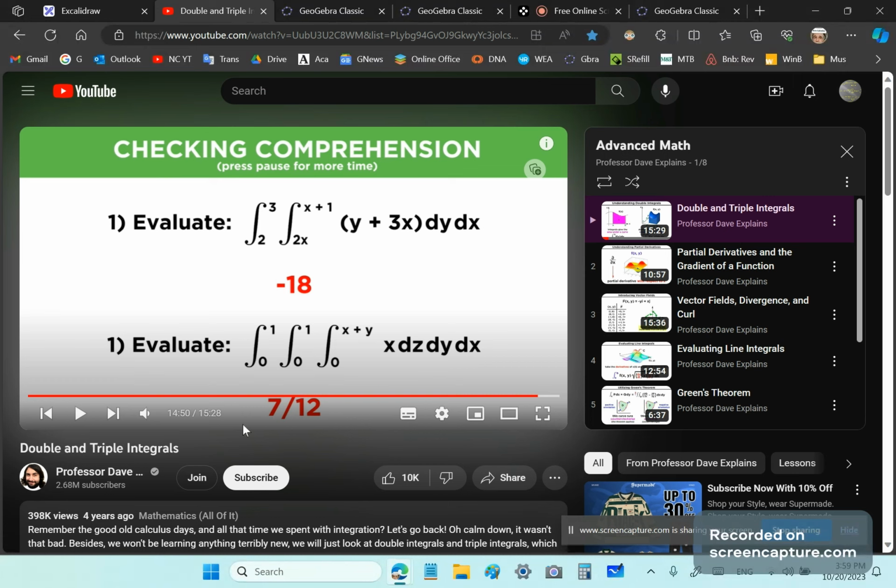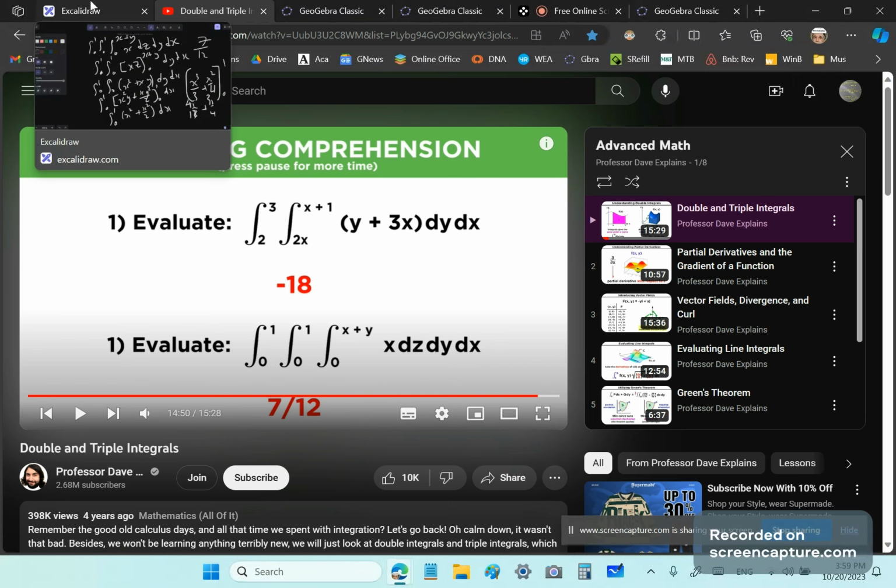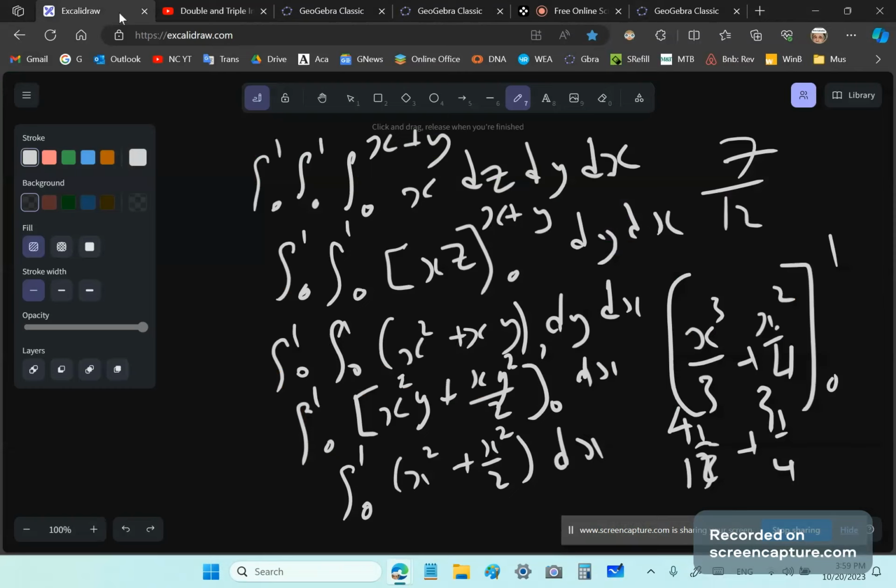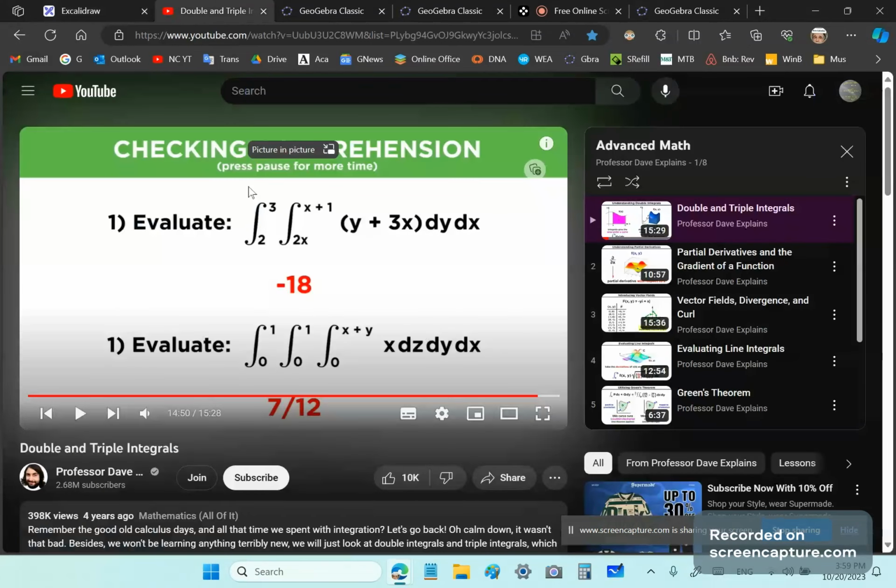Okay, so that's how you evaluate for single and double integrals. And of course, nowhere does he mention anything about the mean value theorem because he's an idiot, just like most math professors. And so that's pretty much all I wanted to say.